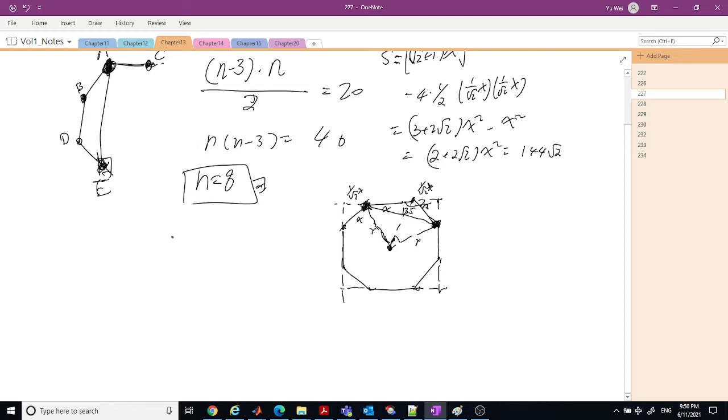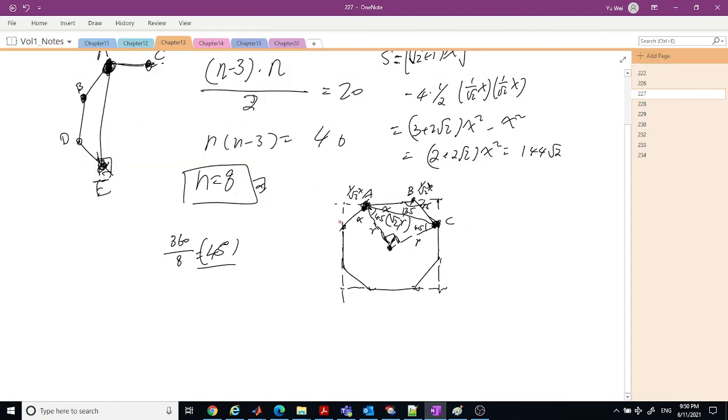each angle is 360 divided by 8, which is equal to 45 degrees. Okay, so we know this one is 45 degrees, right? So this is 45 degrees and 45 degrees. So this is root 2r. Okay, now you can see, we can solve the r. Basically, let's see, this is the ABC.